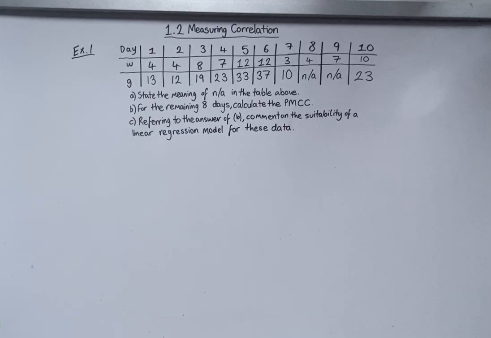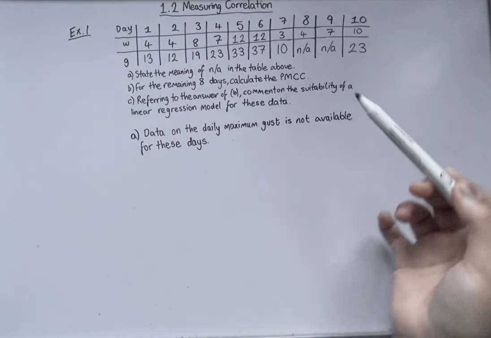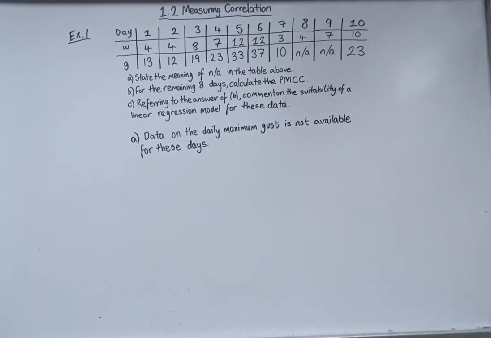For Part A, we can just say that the data on the daily maximum gust is not available for these dates, as it says NA.